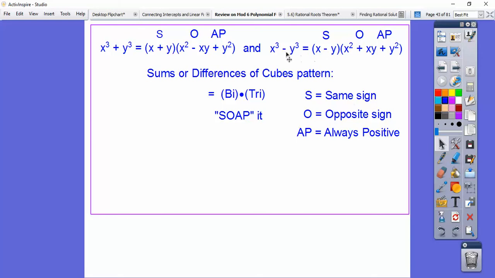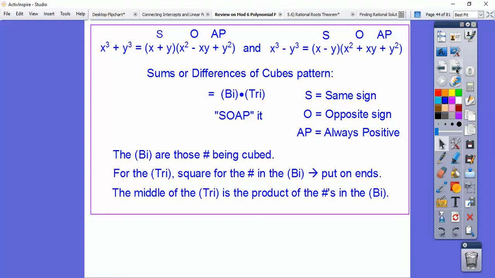So this is the same sign as that. All right, and then what I do here is the binomial are the things that are being cubed, okay? And then the trinomial, I square this, that's what goes here. I square this, that's what goes here. And then multiply these two, and that's what goes in the middle, okay? So bi, tri, SOAP it, okay?